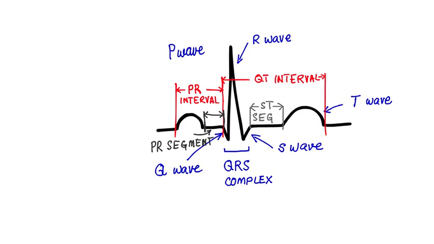ST segment measures the time from the ventricular depolarization to the ventricular repolarization. It is a straight line. That means the end of the QRS and the beginning of the T, the straight isoelectric line between these two complexes or waves, is the ST segment.